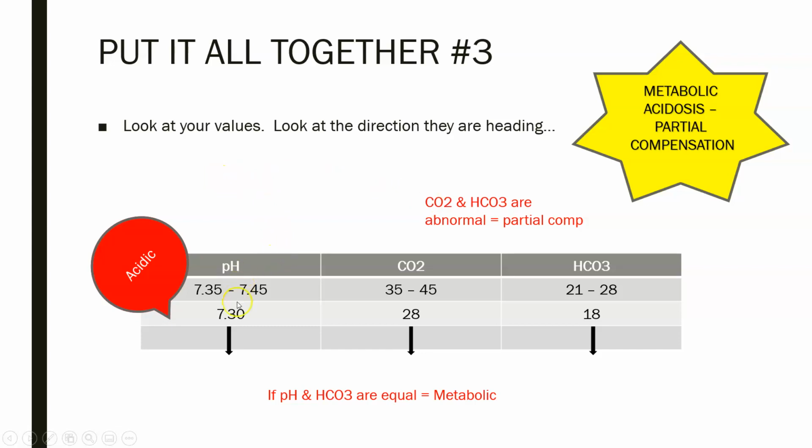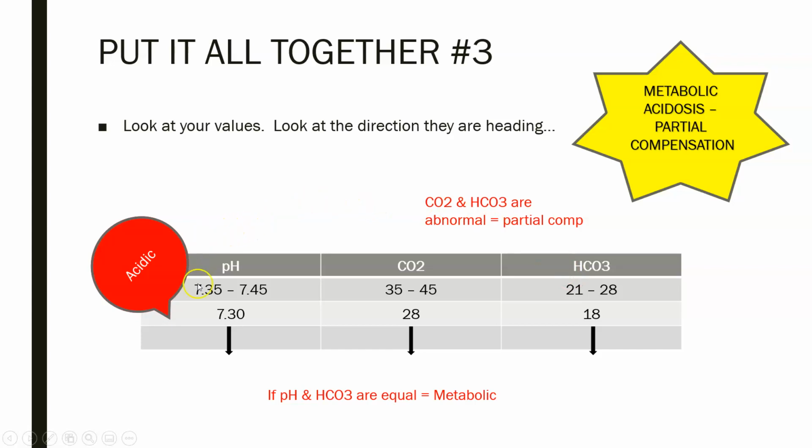We'll look at this one, 7.30, acidic. 28, this is more basic, and 18, this is more acidic. So we know that this is acidic. Let's put ROME to the test. Respiratory opposite, nope. Metabolic equal, yes. So we have metabolic acidosis.